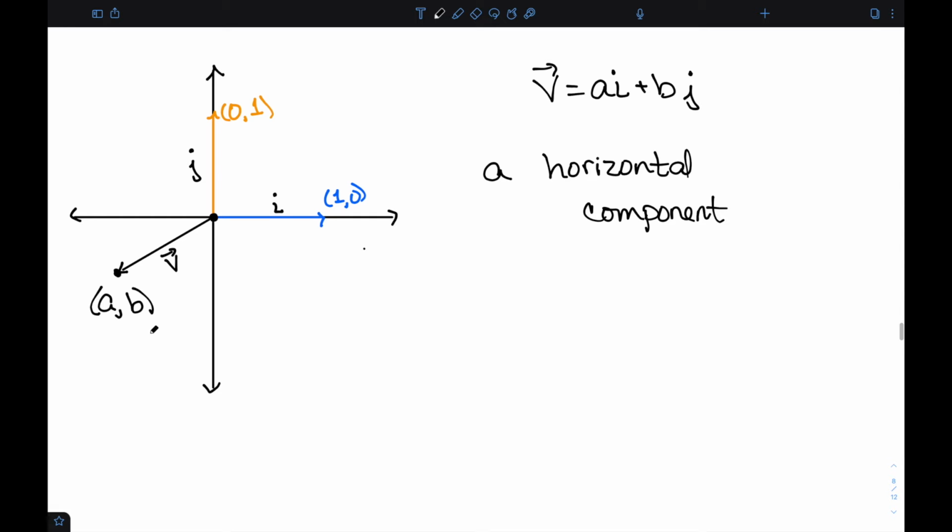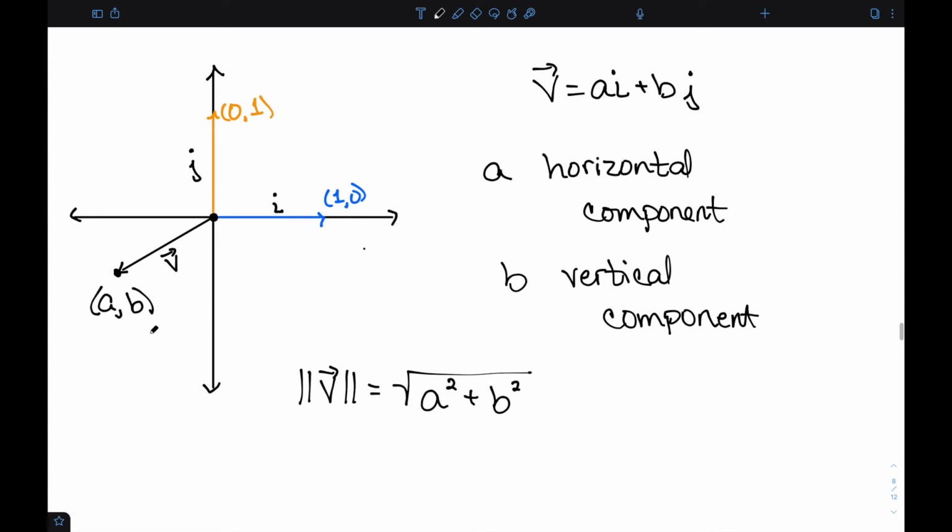The number a is known as the horizontal component since it tells us how much we move horizontally. The number b is known as the vertical component since it tells us how much we move vertically. And in this case, it's actually much easier for us to determine the magnitude of this vector. We have that the magnitude of v is equal to the square root of a squared plus b squared. However, it's important to note that this only works if the vector is written in this form, ai plus bj.